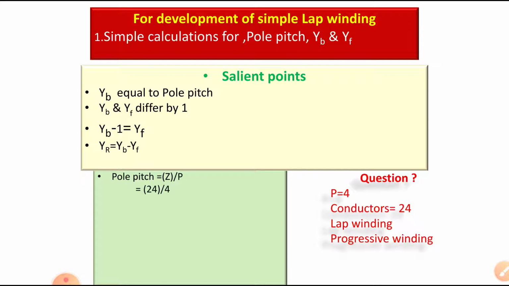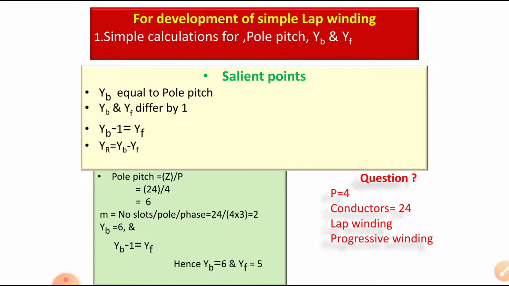So the pole pitch formula is total conductors by total number of poles. So we get 6, and M we are going to calculate, that is the number of slots per pole per phase, which is equal to 2. So we equated the back pitch to the pole pitch, which is 6. Then after knowing the back pitch, we find the front pitch by applying our basic formula. So what is the back pitch, what is the front pitch?